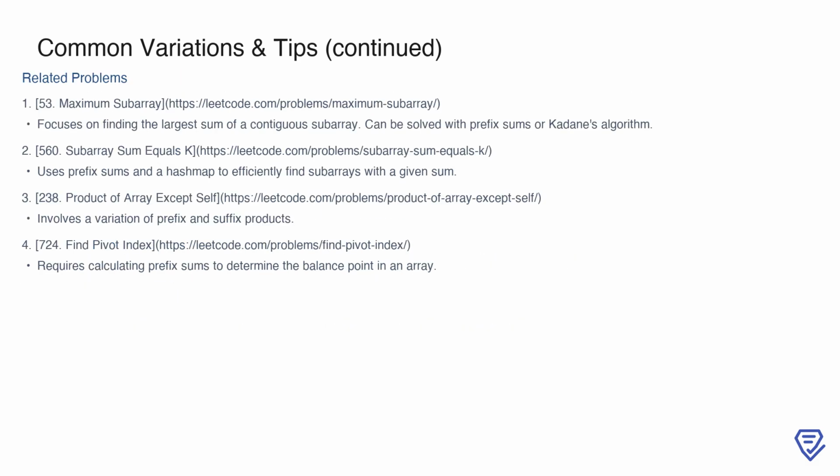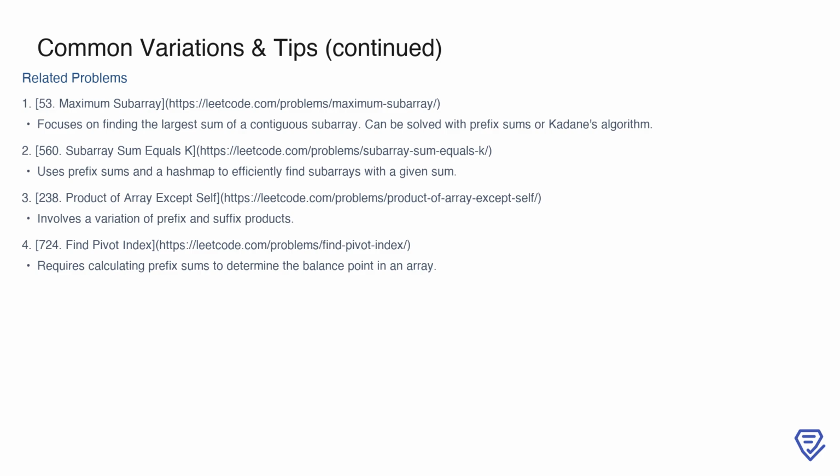This problem has connections to several related problems that are worth exploring. For example, in problem 53, maximum subarray, the goal is to find the largest sum of a contiguous subarray. While prefix sums can solve it, Kadane's algorithm is often more efficient and elegant. Problem 560, subarray sum equals k, leverages prefix sums combined with a hash map for fast subarray sum lookups. This approach is a great example of optimizing both time and space.